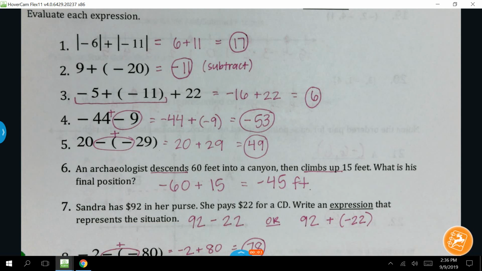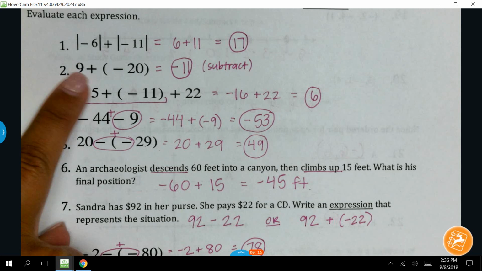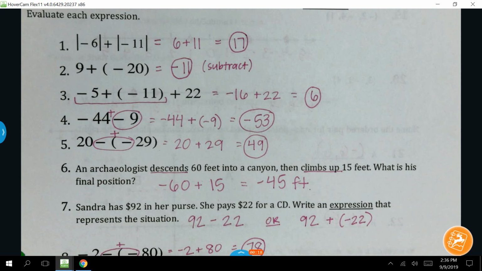Alright, you gotta remember that the absolute value of something means it's always positive. So number 1 is actually 6 plus 11. Remember your integer rules. You've got different signs here. One's positive, one's negative, so you're subtracting, and you keep the sign of that larger number. 2 negatives make a positive.